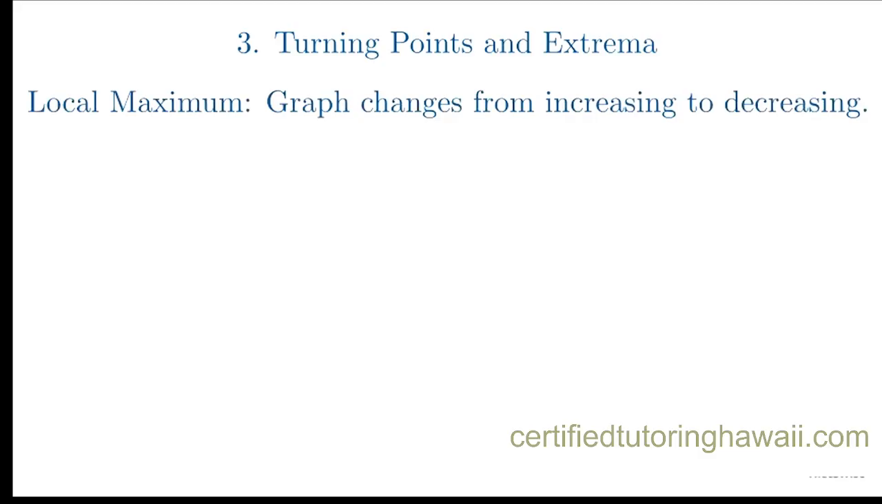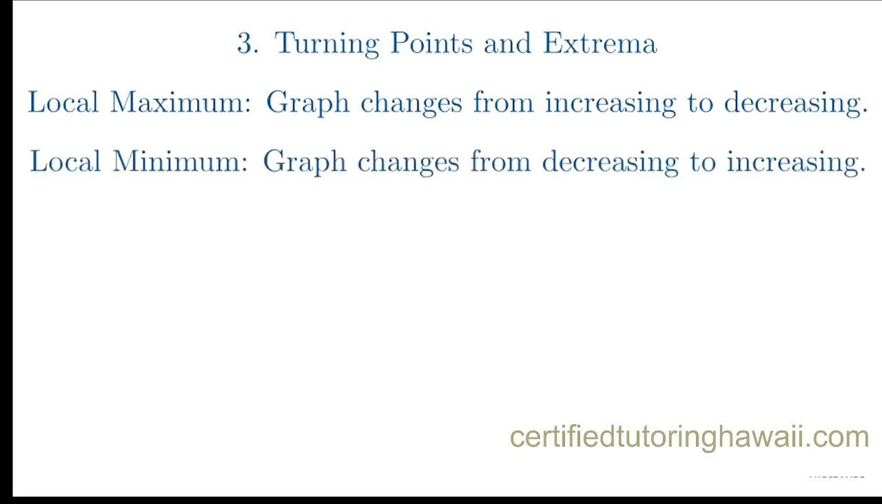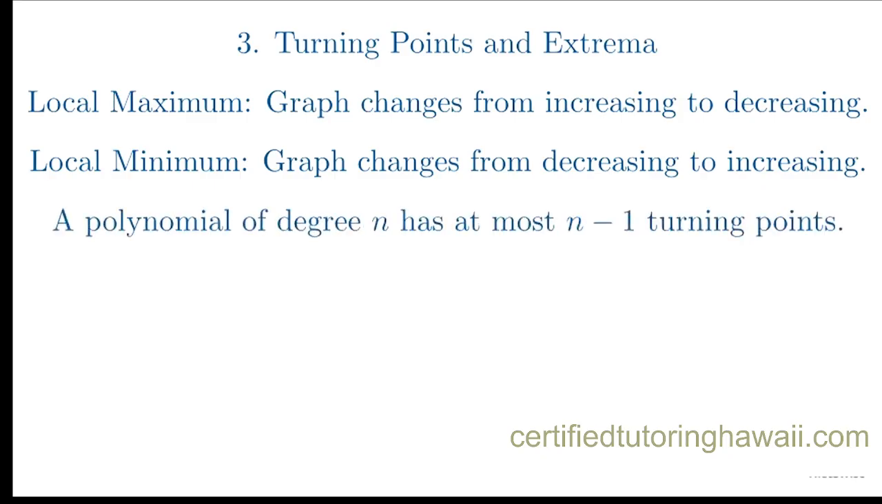Similarly, a local minimum occurs when the function decreases and then increases. It's a valley. A local min is a valley where the graph turns from going down to going up. Together, these local maxima and minima are called local extrema. Turning points and local extrema are interchangeable terms. A polynomial of degree n can have at most n-1 turning points. This gives us an upper limit on how wavy the graph can be. It can have fewer than n-1, but never more. For example, a polynomial of degree 4 can have at most 3 turning points.